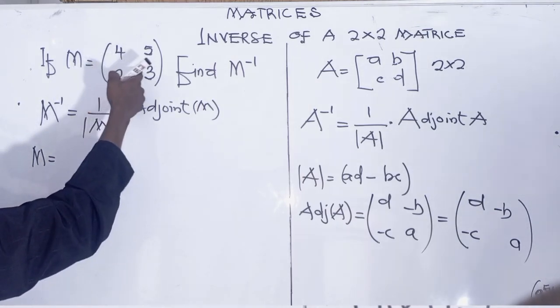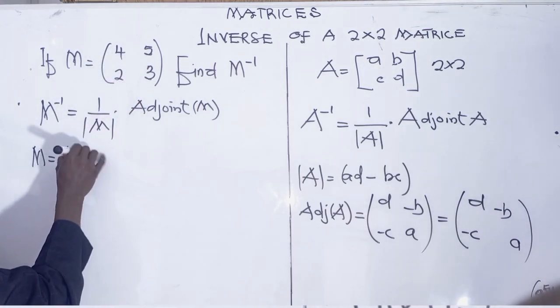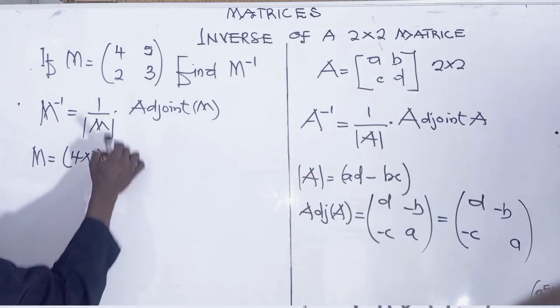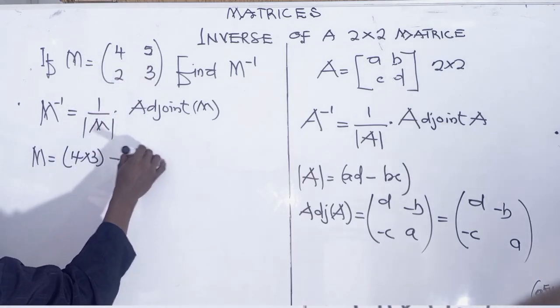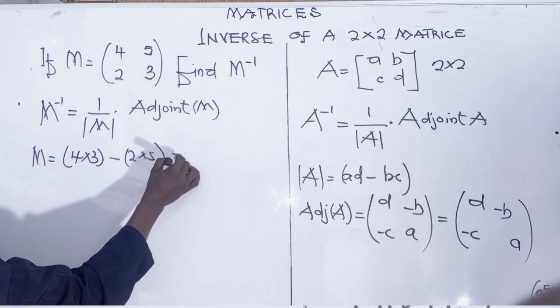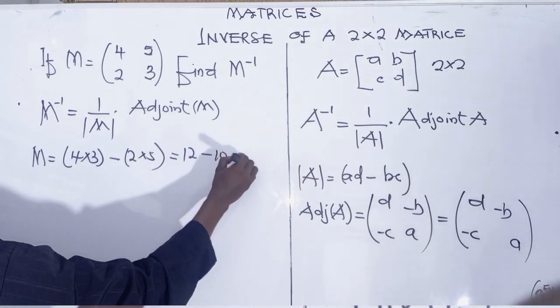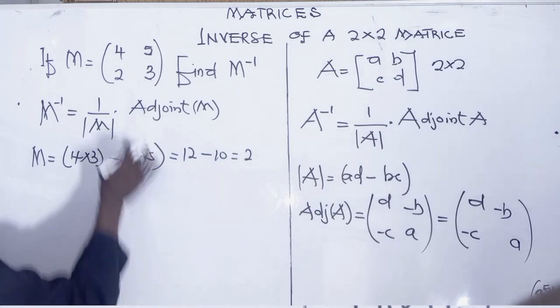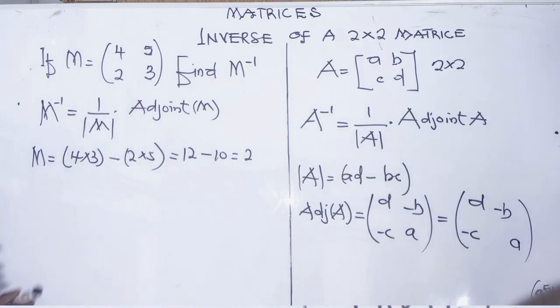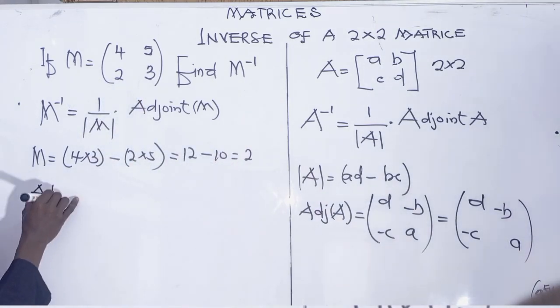So we are going to multiply this. That is going to give us 4 times 3 minus 2 times 5. So this is going to give us 12 minus what? 10, and we have 2. So the determinant of matrix M is 2. Then we find the adjoint of M.